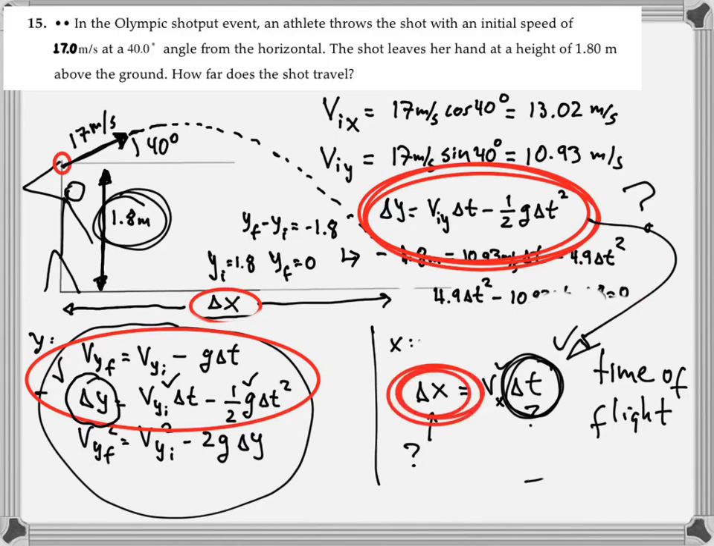Okay? So this is the kind of thinking that, if you don't see which way to go, you need to apply to solve these kinds of problems. See what you're looking for, which equation involves the variable that you're looking for, and go from there.